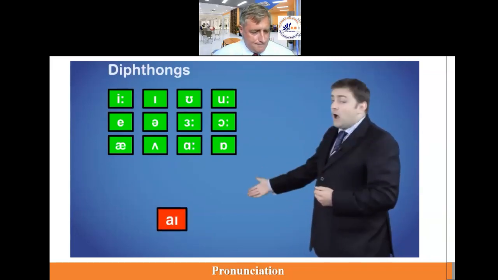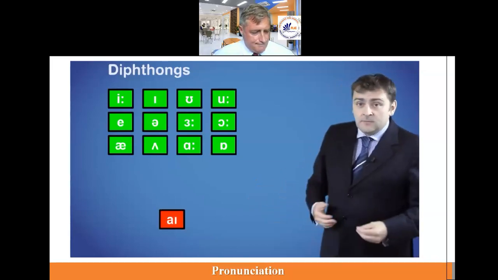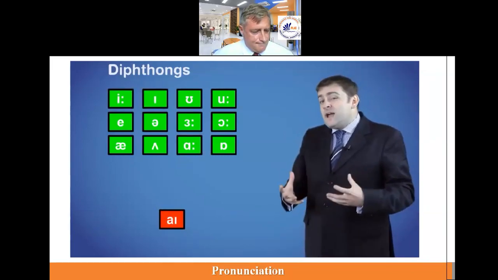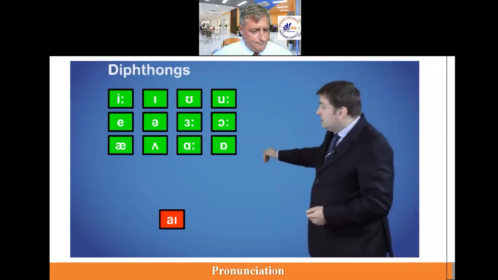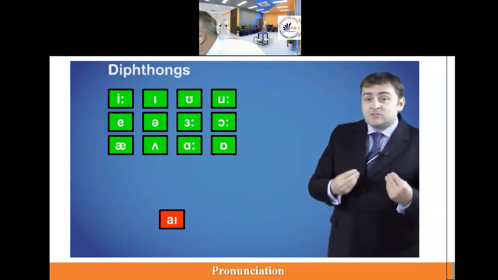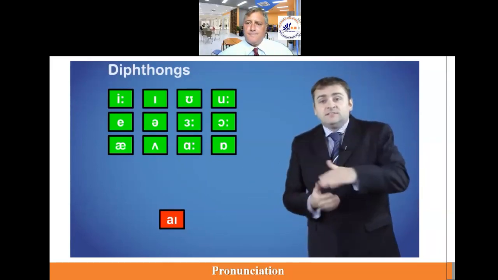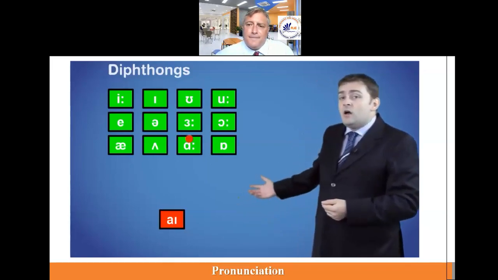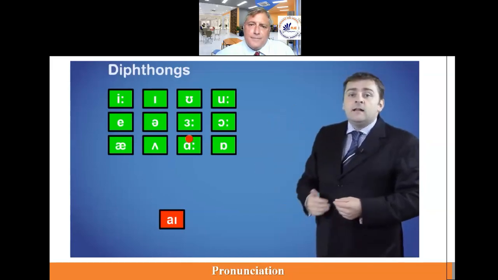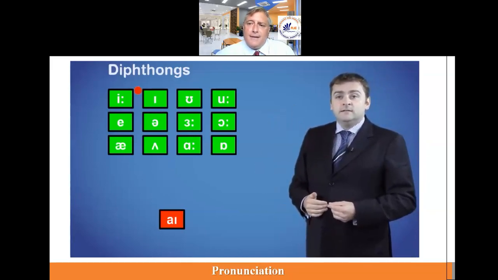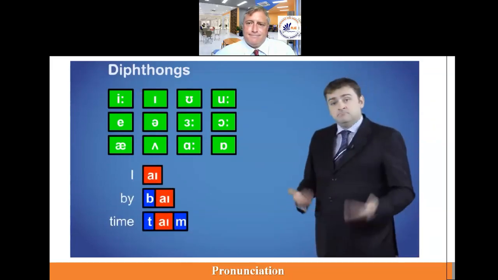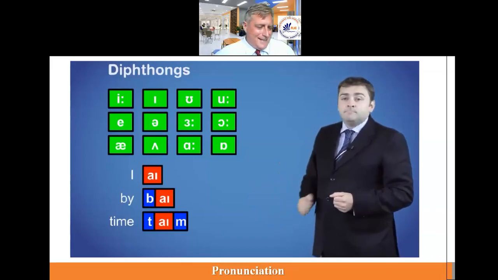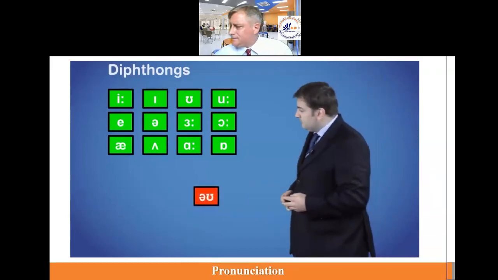The next sound is I, which is a combination of R and I or E. Now we're going from the bottom row to the top. So our mouth starts wide open and closes as we say the sound. I. Starting on the R and finishing on the E. As in the words I, hi, bye, and time.